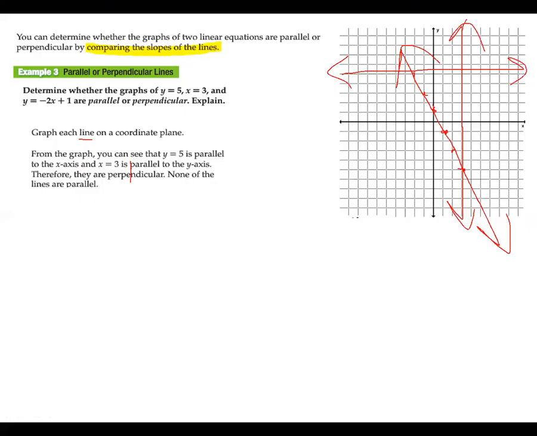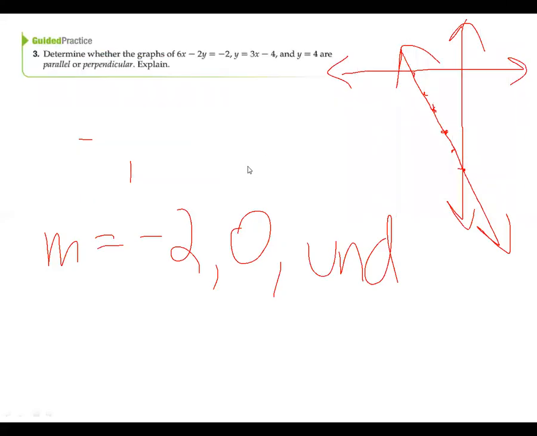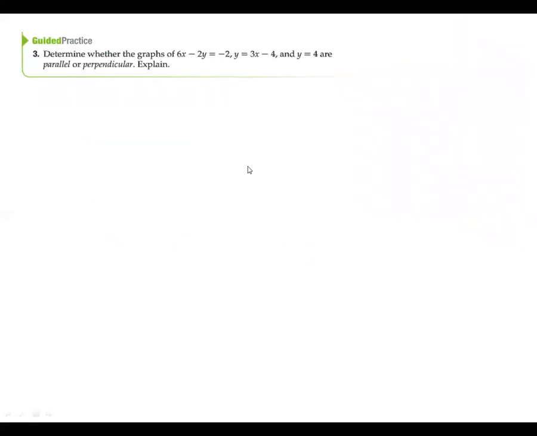So your slopes are -2, 0, and undefined. None of those are the same, so none of the lines are parallel. You can't really talk about any of them being opposite reciprocals, but vertical and horizontal lines are perpendicular, so those two are perpendicular.